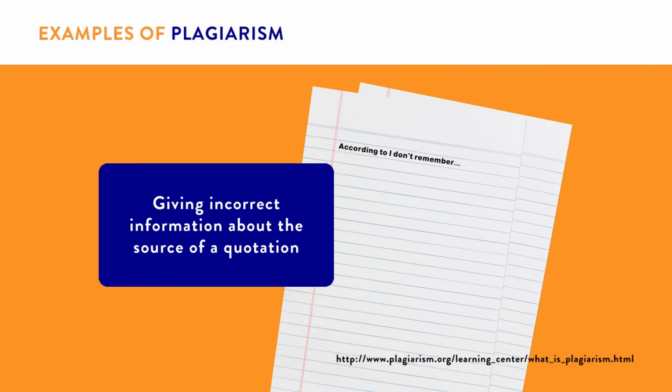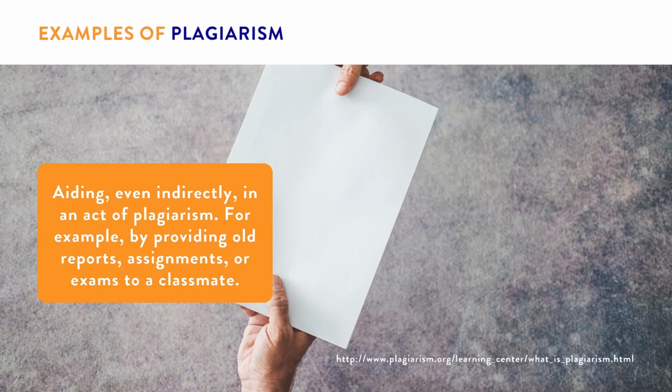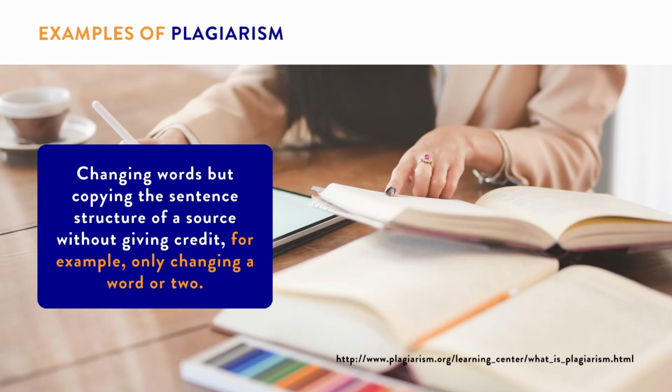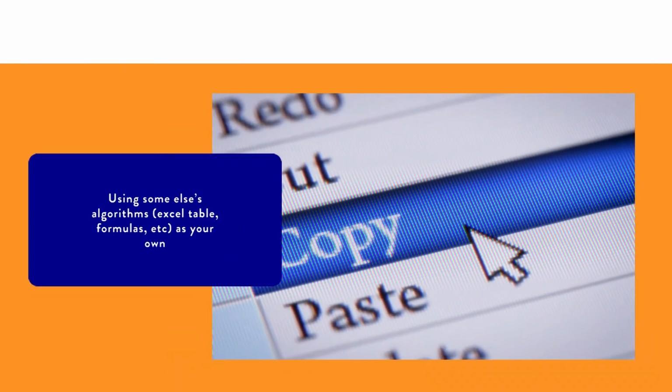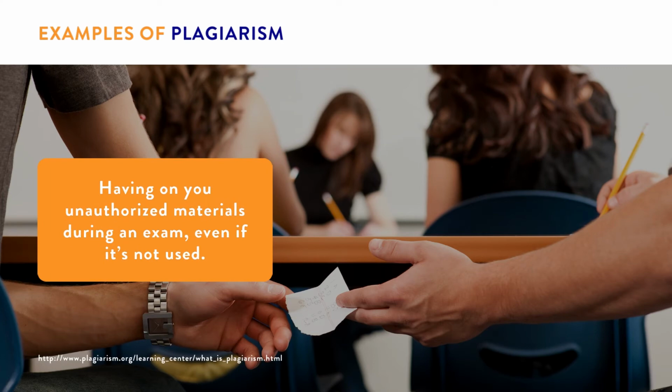giving incorrect information about the source of a quotation, aiding, even indirectly, in an act of plagiarism, for example, by providing old reports, assignments, or exams to a classmate, changing words but copying the sentence structure of a source without giving credit, for example, only changing a word or two, copying so many words or ideas from a source that it makes up the majority of your work, whether you give credit or not, using someone else's algorithms, such as Excel tables, formulas, or even computer codes as your own, having on you unauthorized materials during an exam, even if it's not used.